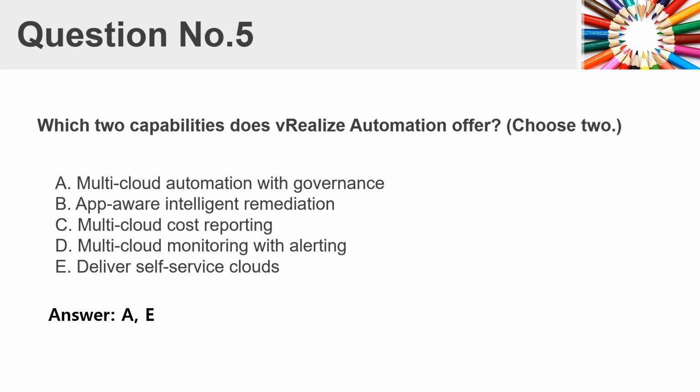Question number 5. Which two capabilities does vRealize Automation offer? Choose two. A. Multi-cloud automation with governance. B. App-aware intelligent remediation. C. Multi-cloud cost reporting. D. Multi-cloud monitoring with alerting. E. Deliver self-service clouds. Answer A, E.